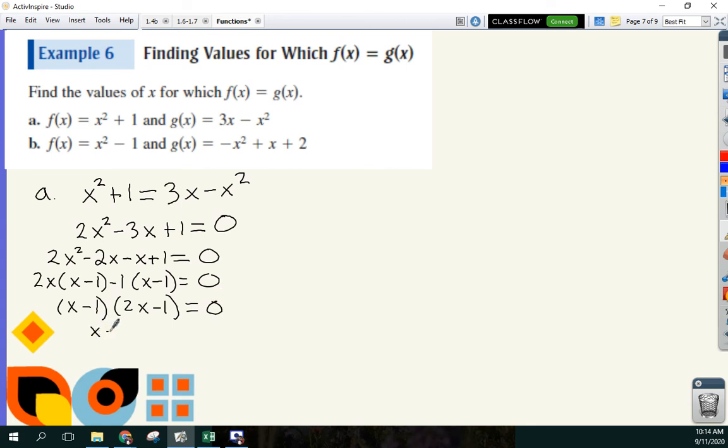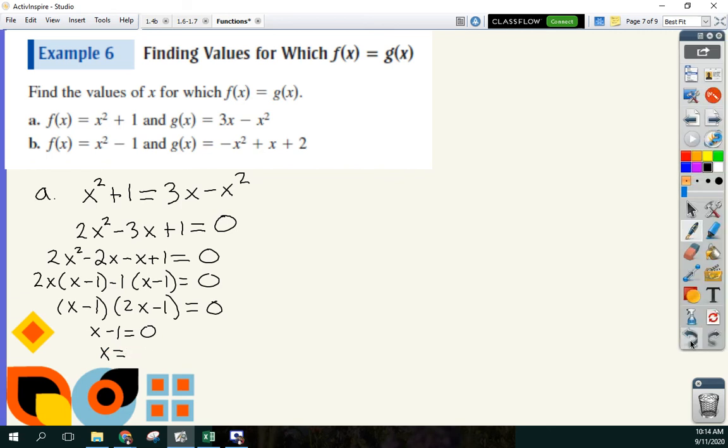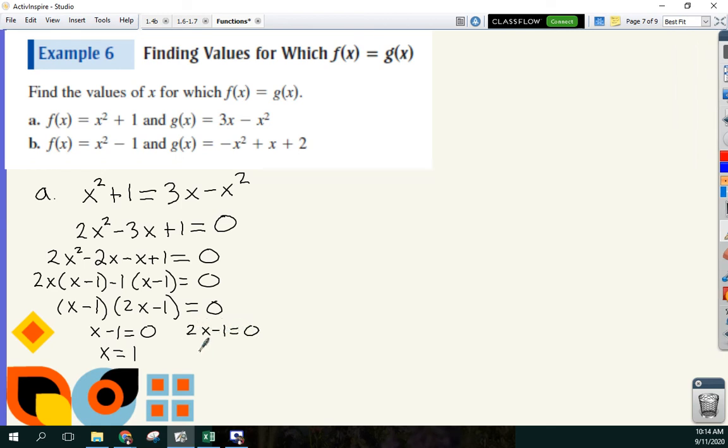And again, then we can set each of those factors separately to 0. So we get x equals a positive 1 and x equals a positive 1/2.